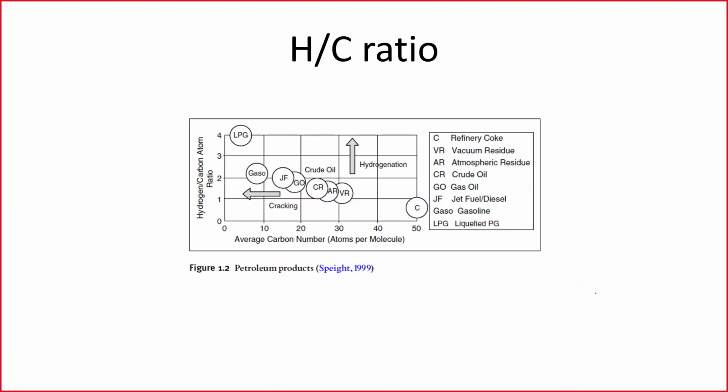This is just to recap. The hydrogen to carbon ratio is also important to understand. So we have this LPG. The hydrogen to carbon atom ratio for LPG is about 4. How do you know it's 4? Very easy. LPG is C3 and C4, right? C3 and C4 alkanes, the normal paraffins.